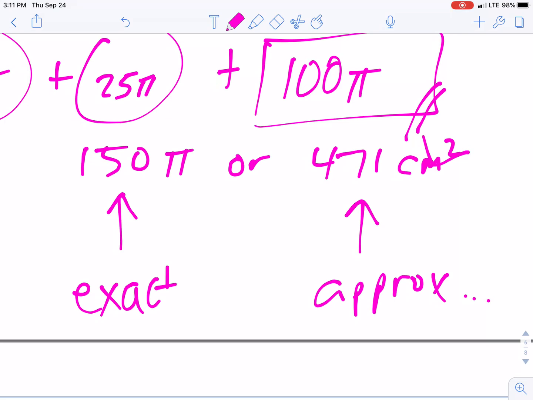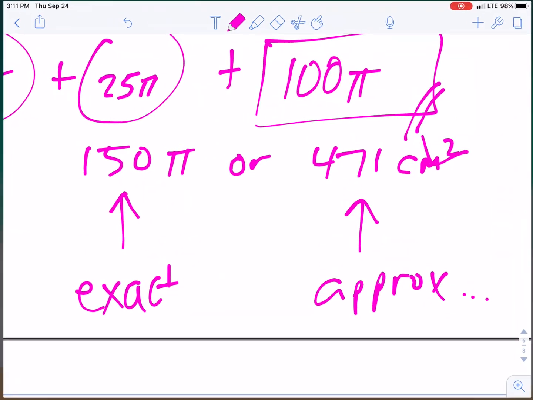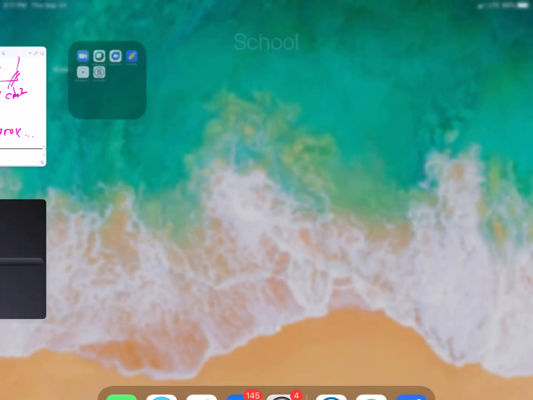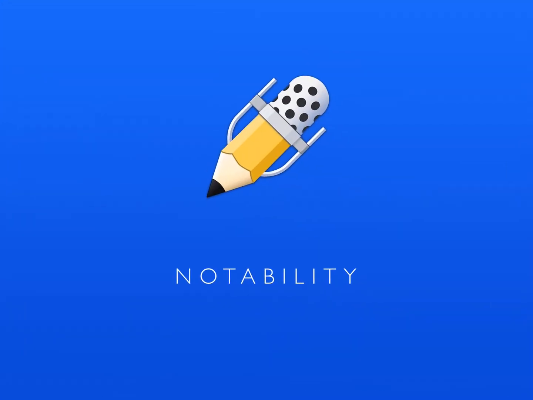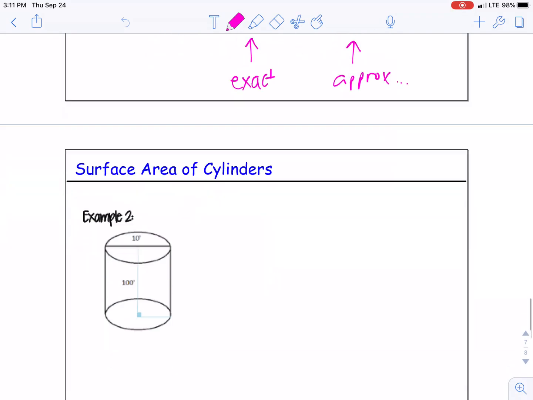Uh-oh, it's doing that again. Hold on one second. For whatever reason, it likes to do that to me and not let me write on things.